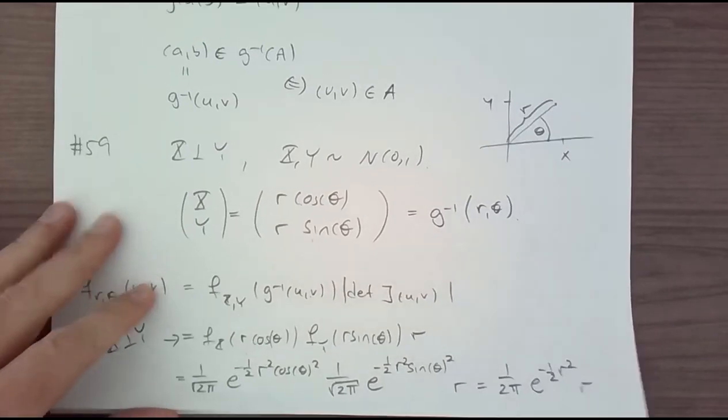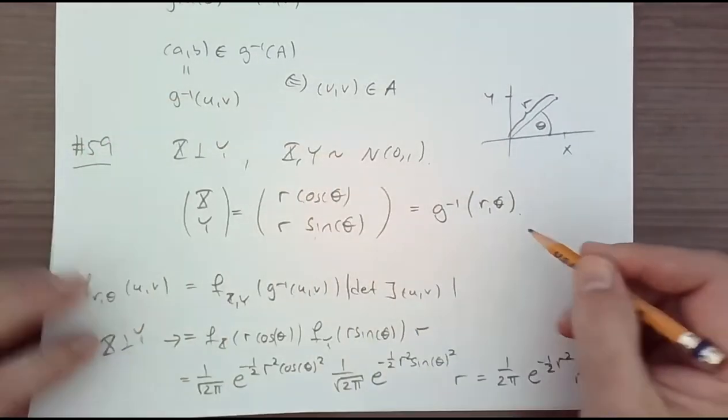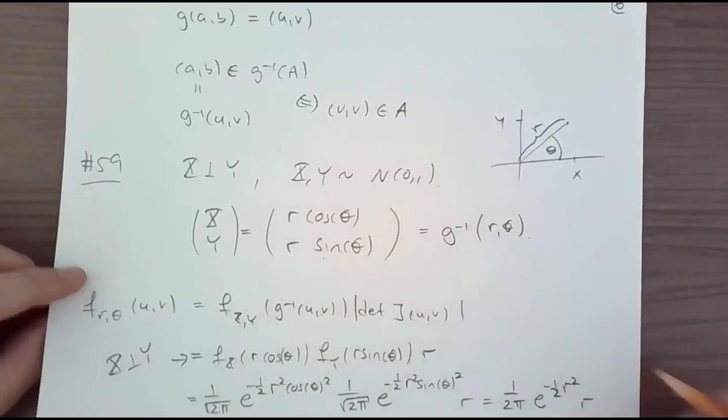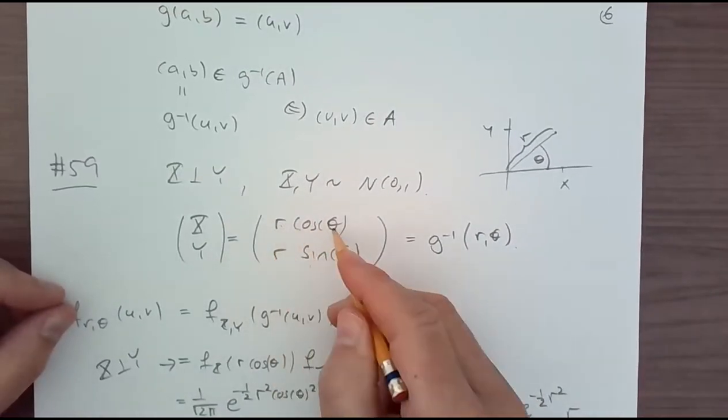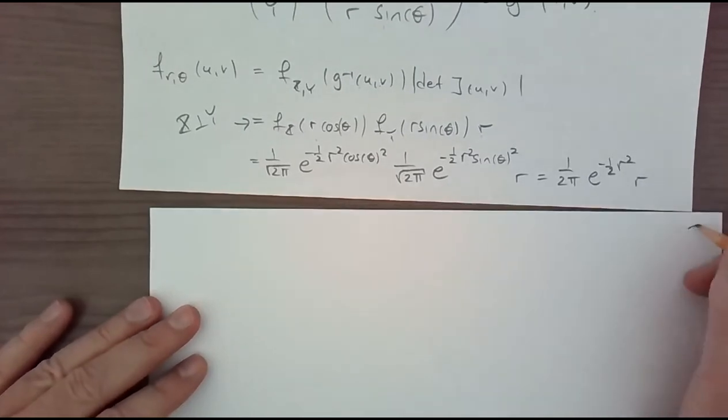The last part of this problem, number 59, asks: X and Y are independent, what about R and theta? Are R and theta independent?